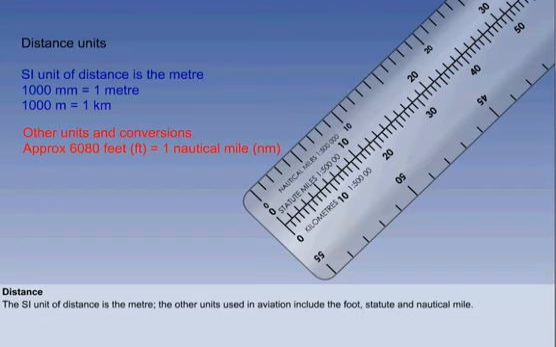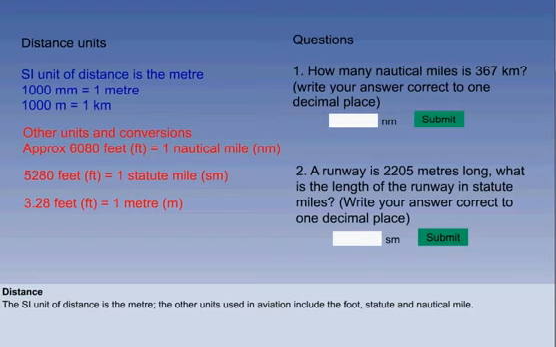You must memorise that there are 6,080 feet in 1 nautical mile, 5,280 feet in 1 statute mile, and 3.28 feet in 1 metre, together with the other probably more familiar conversions shown. Due to the constant mix between SI and other distance units, a pilot must have the ability to convert between these units quickly and accurately.